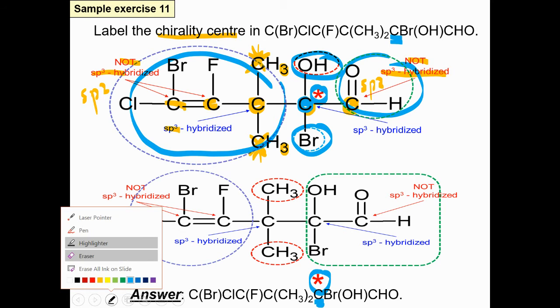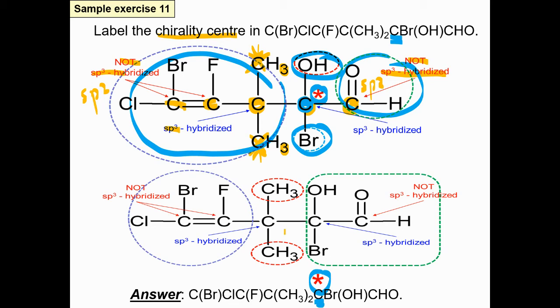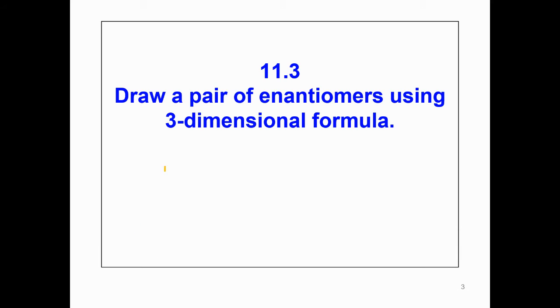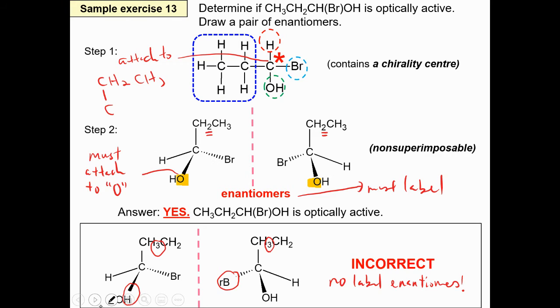Okay, now we go for another one. That is this carbon. If we have this carbon, we can see that we have two same group. When there are two same group, means there is no chirality center. Okay, now we go to draw a pair of enantiomers using 3D formula.